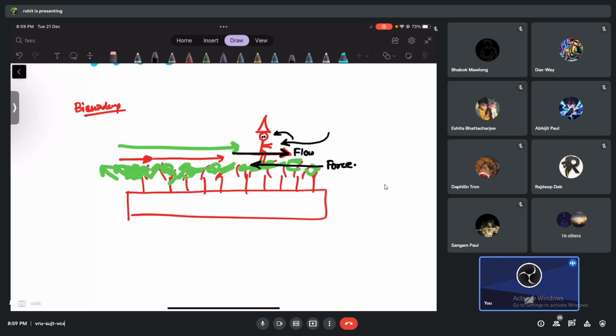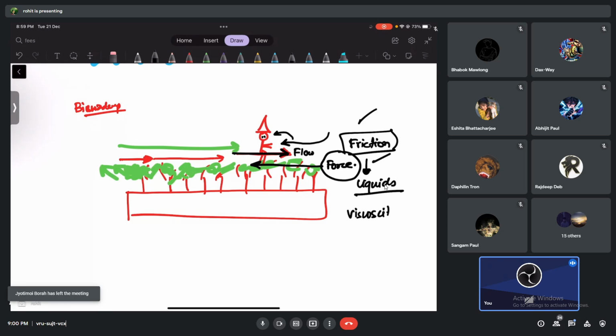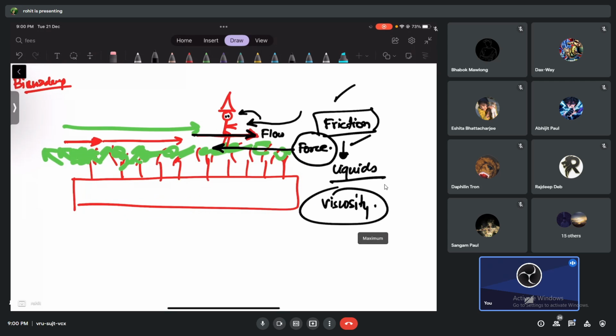So now this force, it is just like friction. Can you understand? Like friction, but you must be very clear, it is not friction, it is friction in liquids. And this friction in liquids is known as viscosity. Viscosity. Can you understand what I said just now, guys?